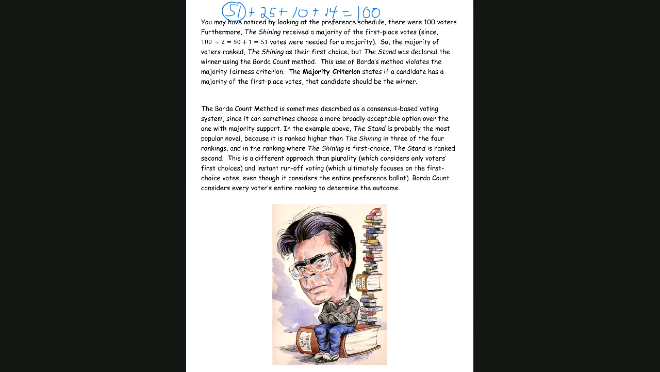This is a different approach than plurality, which considers only voters' first choices. And even though instant runoff uses the entire preference ballot and the entire preference schedule to help eliminate candidates, we're still just focusing on first choice votes with instant runoff voting. So the Borda count method is really the first that we have encountered that considers every voter's entire ranking to determine the outcome.